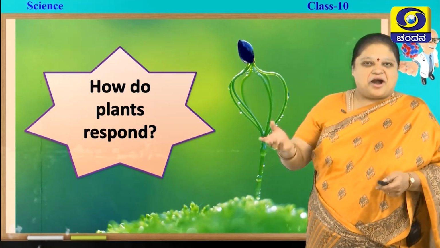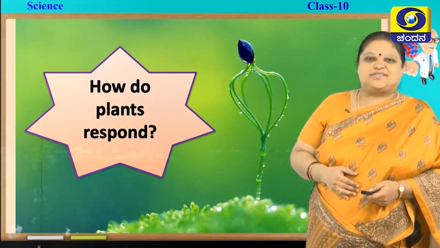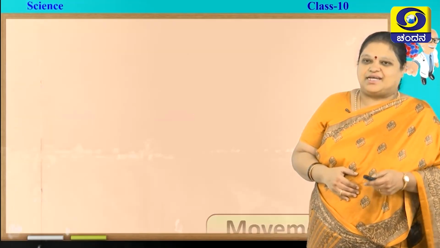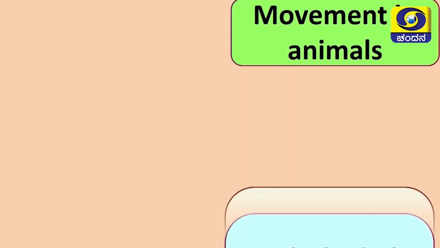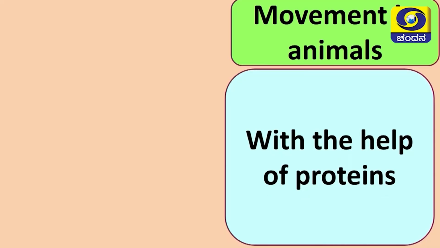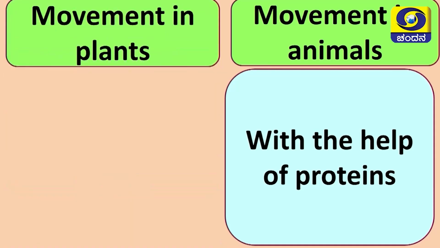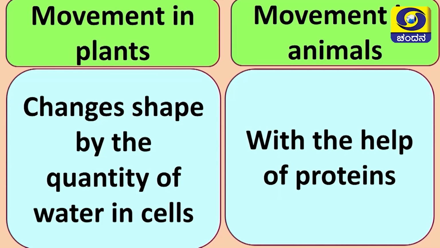Let us see how they send their impulses or messages. Now, here let us see how it takes place. Movement in animals takes place with the help of proteins, which I will be explaining later on. Next, movement in plants takes place by changing the shape by either absorbing or throwing out the water.